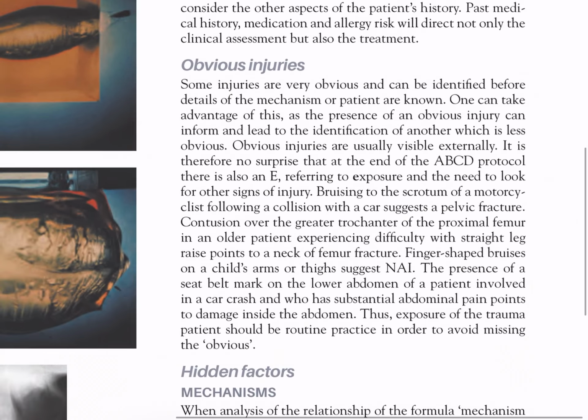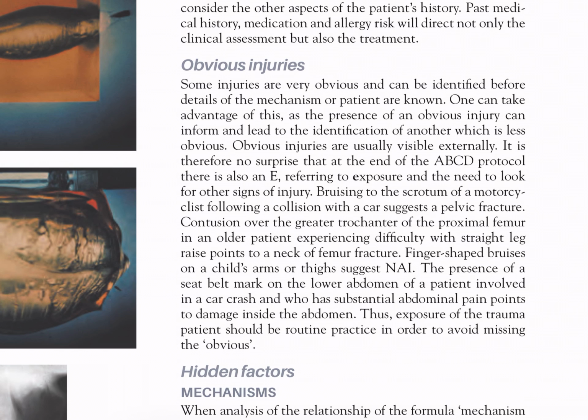Obvious injuries. Some injuries are very obvious and can be identified before details of the mechanisms or patient are known. One can take advantage of this, as the presence of an obvious injury can inform and lead to the identification of another which is less obvious. Obvious injuries are usually visible externally. It is therefore no surprise that at the end of the ABCD protocol, there is also an E, referring to exposure and the need to look for other signs of injury.